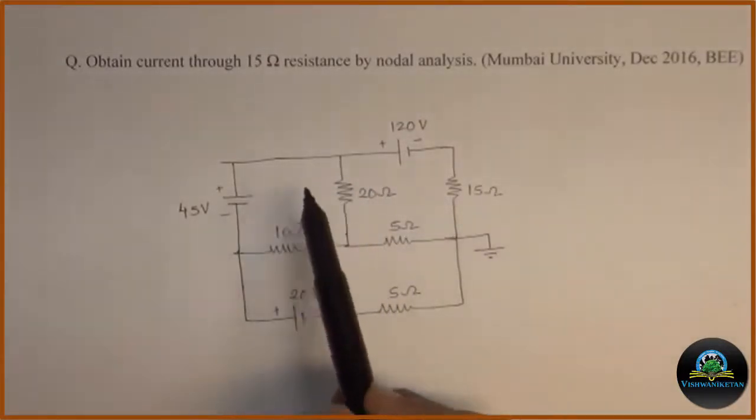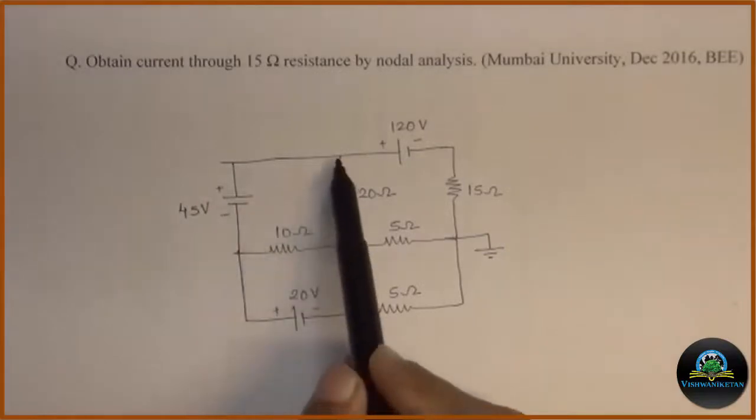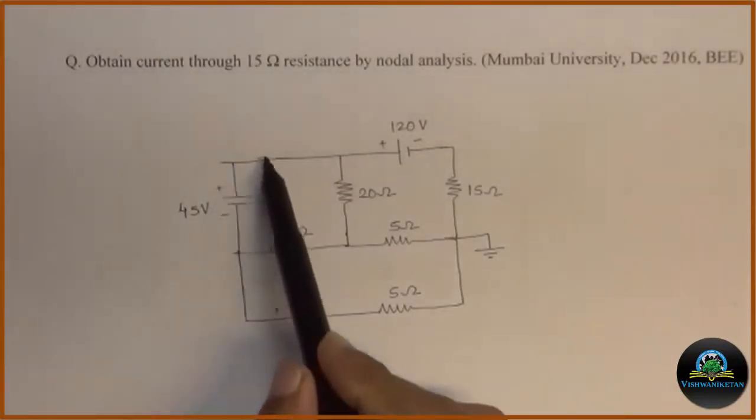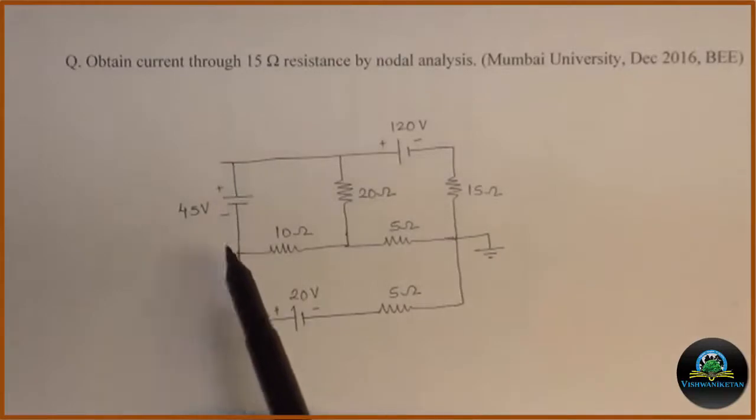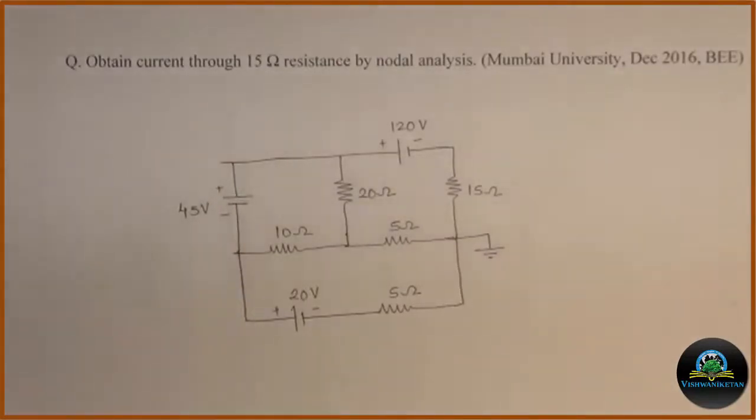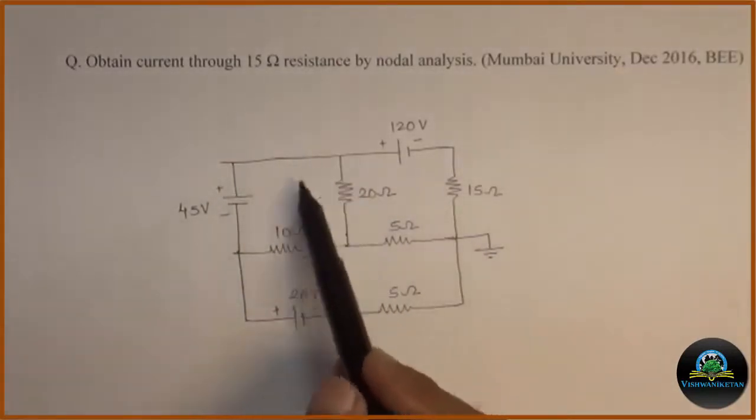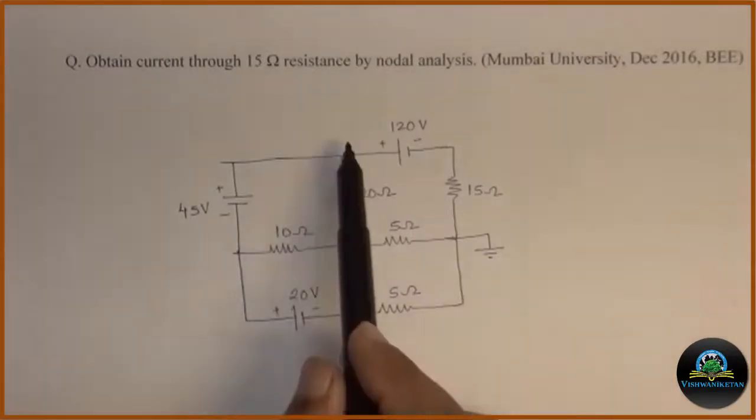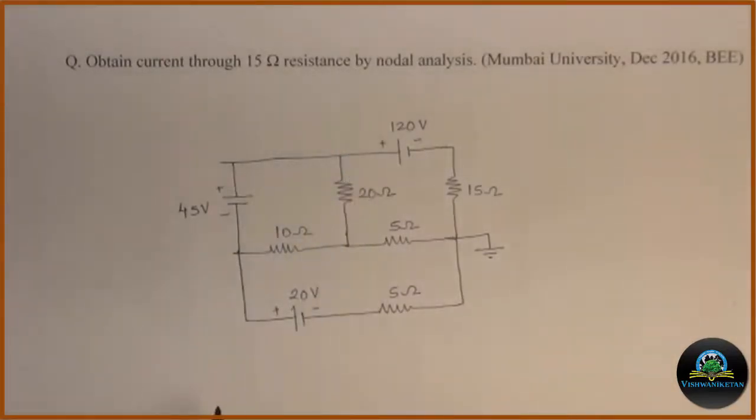Now if you see this and this, these are two nodes. In between these two nodes, a 45 volt battery or a 45 volt DC source is connected. Hence, we have identified that this numerical has to be solved on the basis of supernode concept. The first step is to mark the different nodes in the circuit and unknown currents in the circuit, and we will modify the circuit.